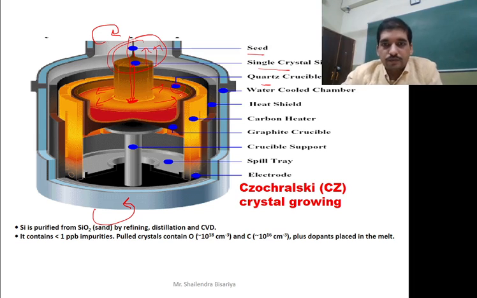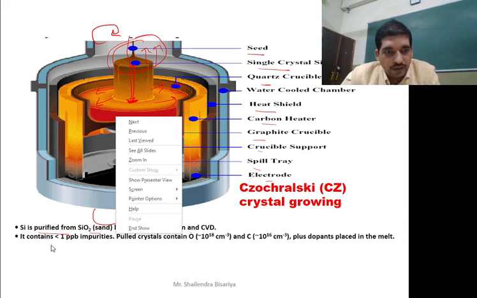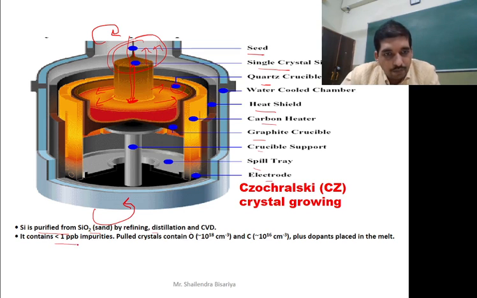Okay, the rest of the things will already be clear to you now, as I have already told you. So heat shield, carbon heater, purified crucible, crucible support, spill tray, electrode, what is the role, you can understand now. One point to be noted is silicon is purified from basic raw material by refining, distillation, and CVD, which we have already done. It now contains 1 part per billion impurities.